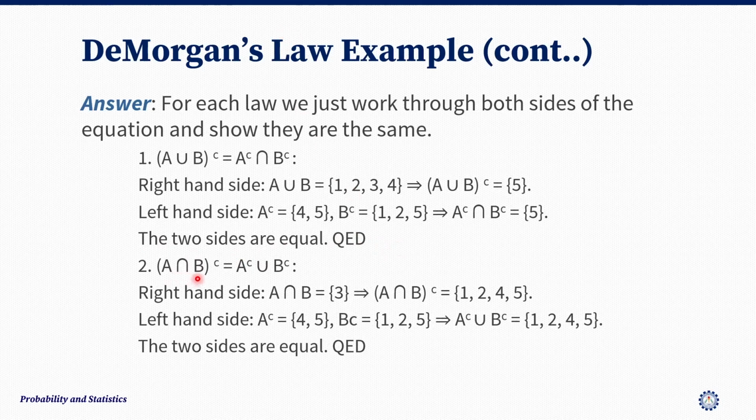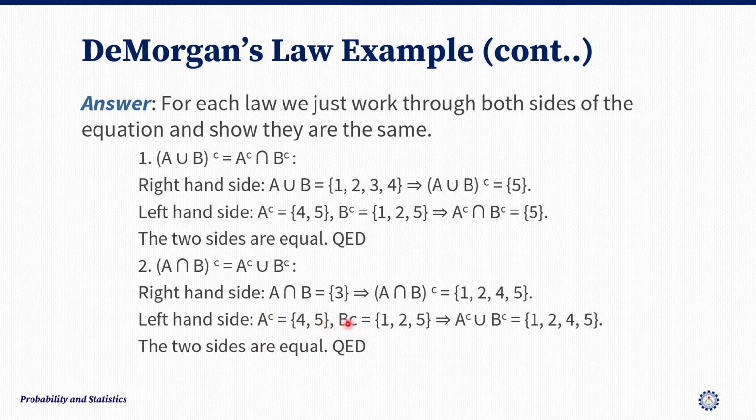In number 2, we have A intersecting B complement is equal to A complement union B complement. On the left hand side, we have A intersecting B, which will be equal to 3. To prove that, if we get the complement of A intersecting B, we will remove 3 from the set, so we'll get 1, 2, 4, 5.